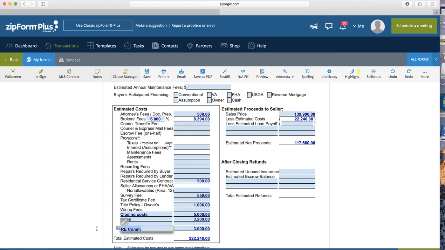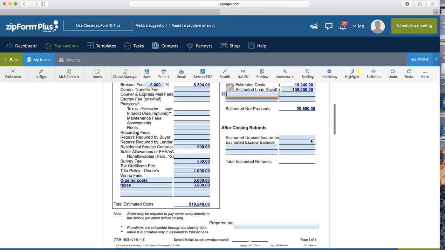I'm going to delete these. So we have our $139,900. Their total cost to close the property are $19,240. Say they know they owe $100,000 on the house, so they're going to walk away with $20,600. That's pretty darn close. It's not going to be to the penny, but it's close.